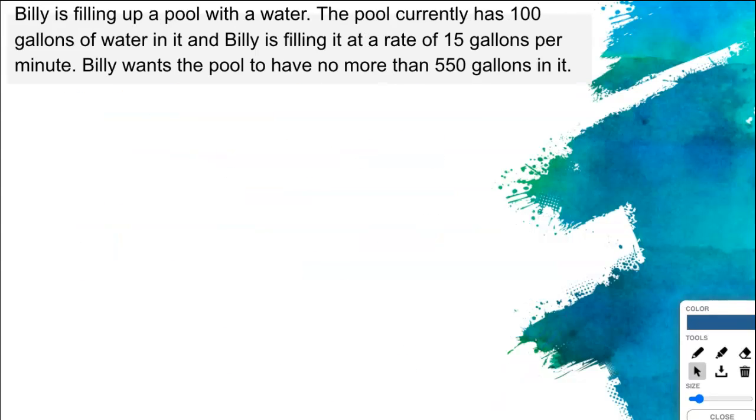In the second problem, I'm going to read it to you. Billy is filling up a pool with water. The pool currently has 100 gallons of water in it, and Billy is filling it at a rate of 15 gallons per minute. Billy wants the pool to have no more than 550 gallons in it. I want you to try this one start to finish on your own, setting up the variable, writing the inequality, and then just come back and check and see if your response matched mine.